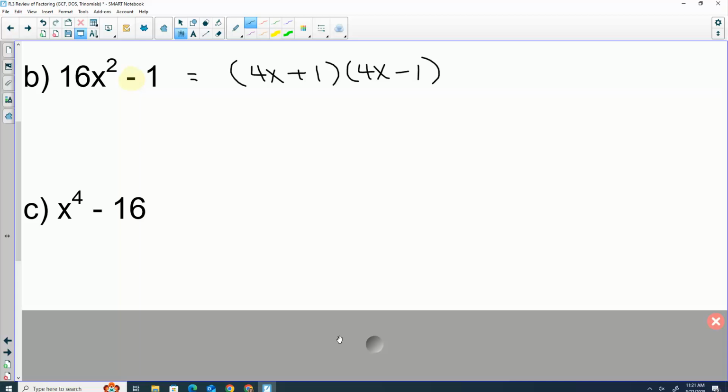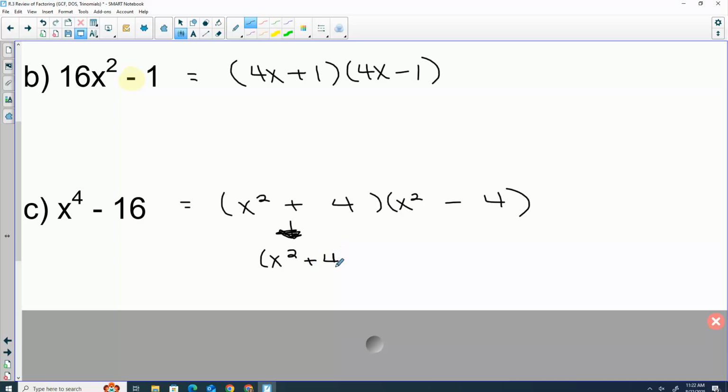You guys try this one. X to the 4th, each parenthesis gets x squared. One's positive and one's negative. Square root of 16 is 4. But you always have to make sure your answer is completely factored. X squared plus 4 doesn't factor anymore, so you just carry that answer down.